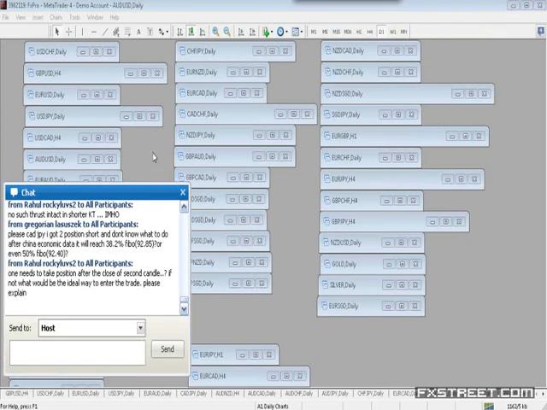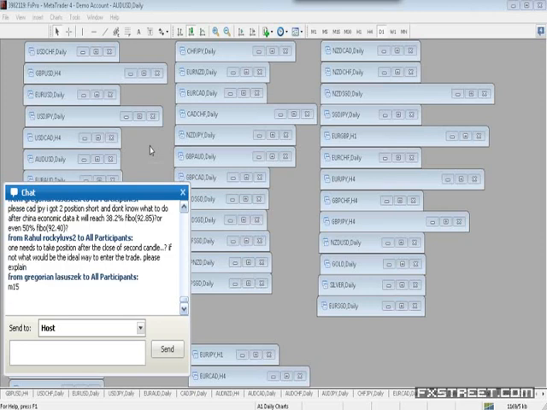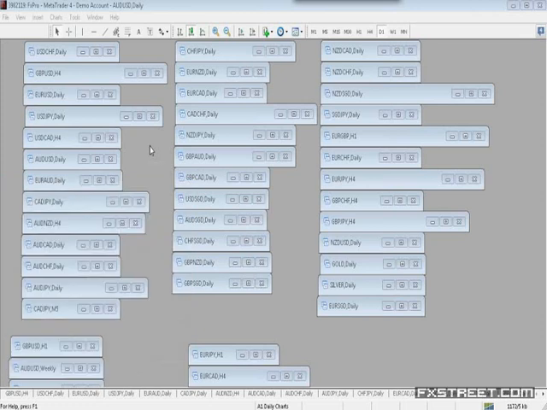Please, CAD Yen. I got 2 positions short, and I don't know what to do after China economic data. Will it reach the fib? Okay, Gregorian is looking at the CAD Yen. What time frame? What are you trading? What time frame? The daily or? 15-minute. Okay. All right.